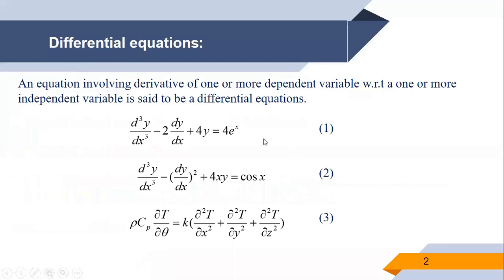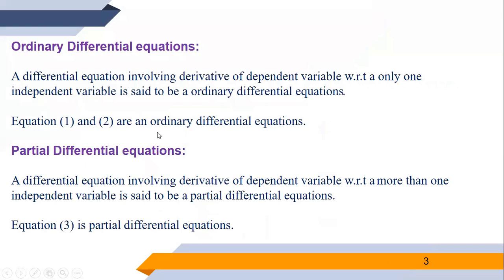So in the previous slide we discussed equations 1, 2, 3. But here in equations 1 and 2, y is a dependent variable and x is an independent variable. So only one independent variable is there in equations 1 and 2. So we can say 1 and 2 are ordinary differential equations. So mainly ODE means the derivative of dependent variable with respect to only one independent variable.